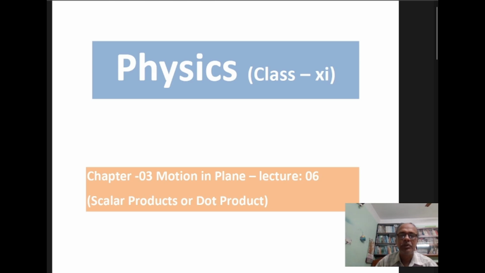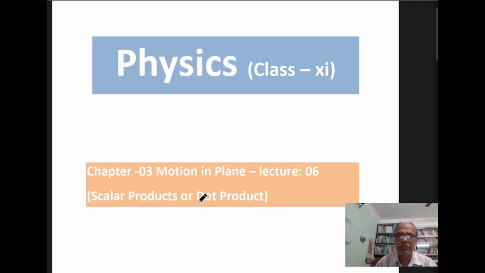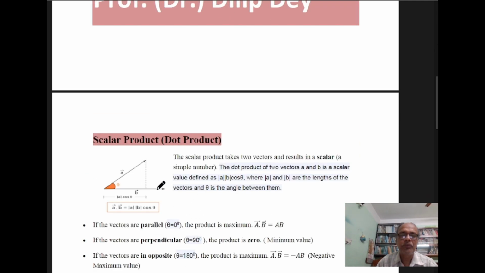Hello students, now I will start the sixth lecture of motion in plane, which is related to the scalar product or dot product. The scalar product of two vectors, vector A and vector B, is simply the product of their magnitudes with the cosine of the angle between them. Let vector A and vector B be two vectors. Then A dot B equals magnitude of A into magnitude of B into cos theta. Now the scalar product of two vectors is always a scalar, that is simply a number, no direction.